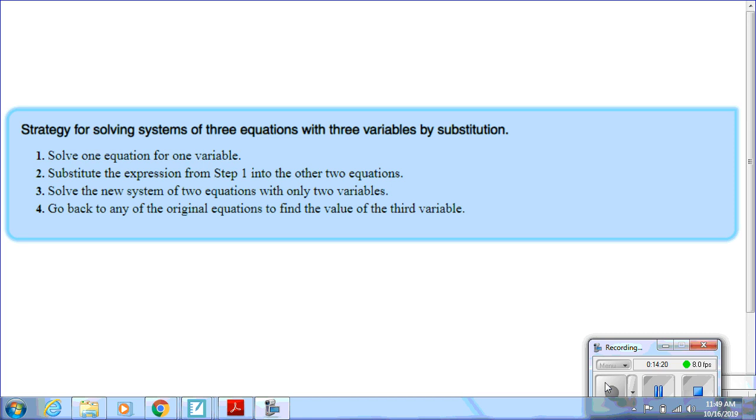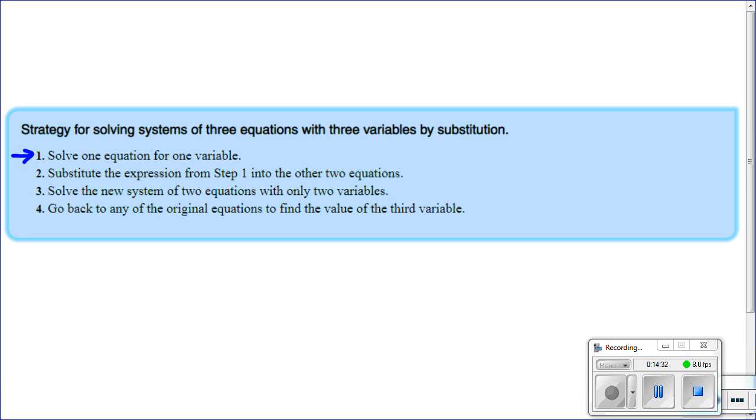So here are your condensed steps for solving a system with three variables by substitution. Solve one equation for one variable, choose the easiest one. Substitute the expression from step 1 into the other two equations. Okay, so in this case I had x equals, and I took that and put it in both of the other equations. And in that case, what I did was I found a new system of two equations that only has two variables. I'm going to go ahead and solve that. I'm going to go back to any one of the original equations to find the value of the third.